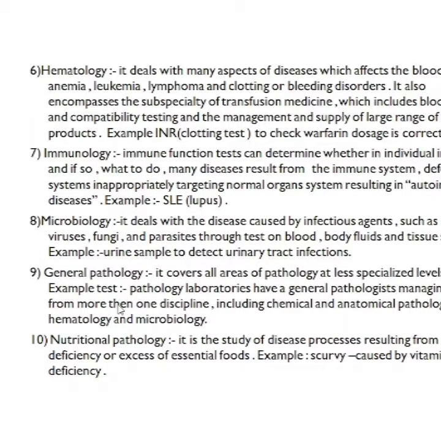In general pathology, what is general pathology? General pathology covers all areas of pathology at less specialized levels. For example, pathology laboratories have general pathologists managing tests from more than one discipline, including chemical and anatomical pathology, hematology and microbiology. This is about general pathology. What is nutritional pathology? It is the study of disease processes resulting from deficiency or excess of essential foods. For example, scurvy caused by vitamin C deficiency.